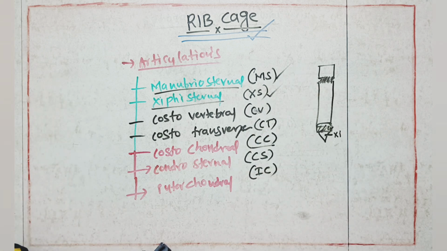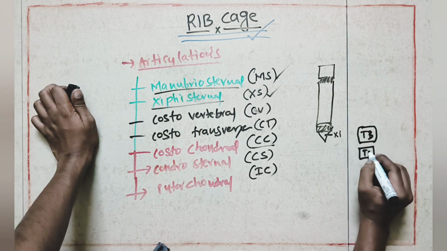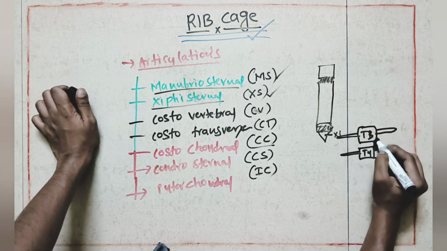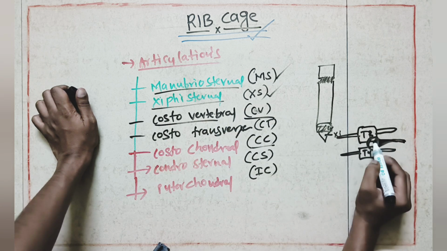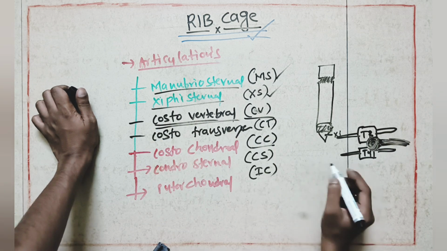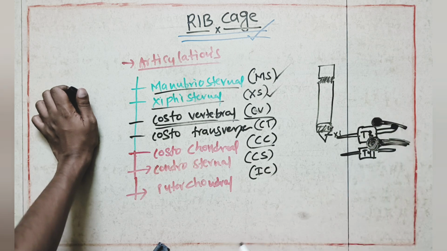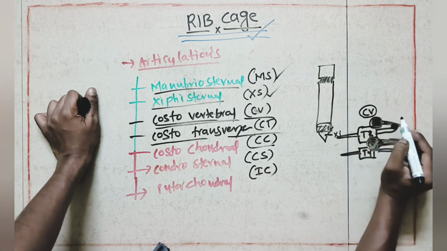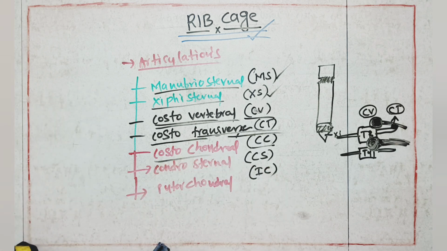And the costovertebral joint, what does it mean? Suppose we take one thoracic vertebra, either T1, T3 or T4. Here we will have the transverse processes of the vertebrae. Imagine the rib is attached to the body of the vertebra, that is the costovertebral joint. Suppose one more rib here. If the rib is attaching to the transverse process of the spine, then it is the costotransverse joint. So one rib will have a costovertebral joint and at the same time a costotransverse joint.